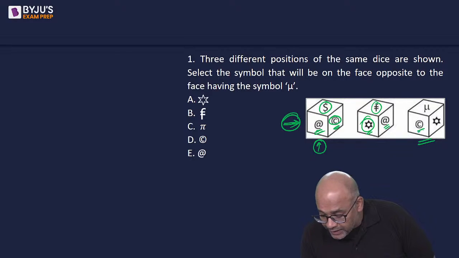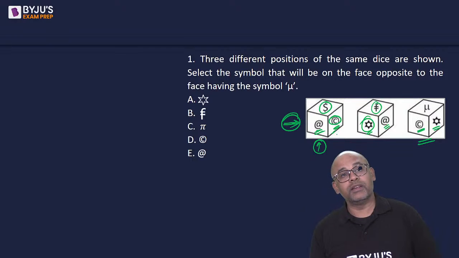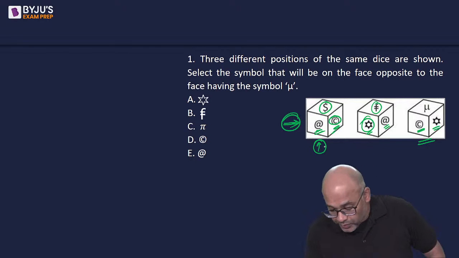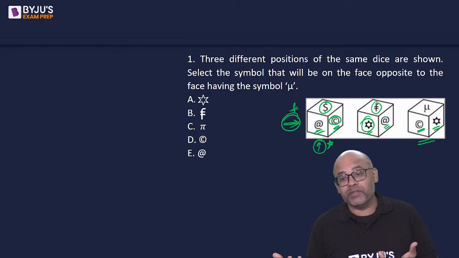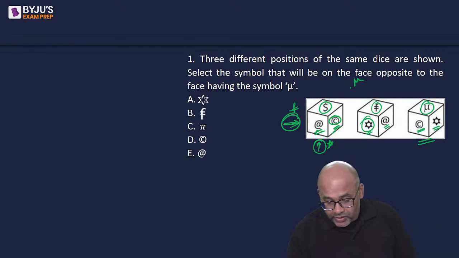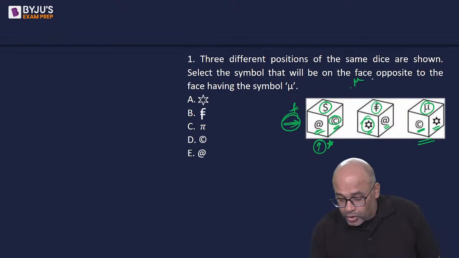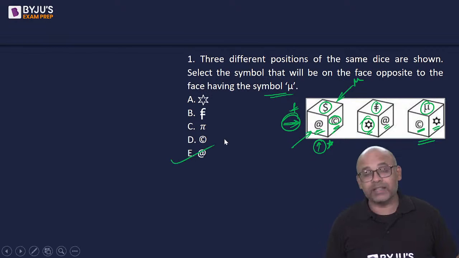You can see that the C and the star are adjacent to each other. The C is here, and now you need to find the adjacent side for the star. The only place here is at the bottom, which leaves the F to the left-hand side. And the sixth symbol, which is not visible till now, is the mu. So the only place left is here. This is your entire structure. Now the question is: which symbol is on the face opposite to the face having the symbol mu? If mu is here on the back side, then the front side is at the rate. Therefore the correct answer is option E.